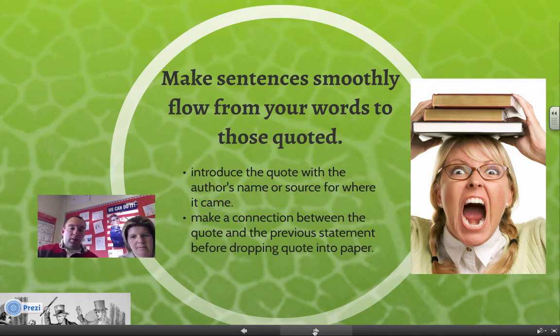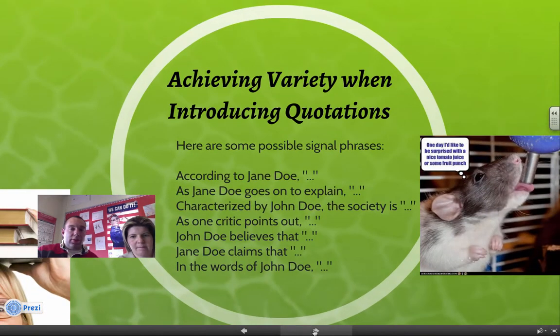Some ways that you can make this happen: according to history expert Mr. Nash, such and such occurred, and then you put what I said in my paper in between the quotes. Characterized by Jane Doe, the society is... that's a little bit more sophisticated way to do it. As one critic points out, John Doe believes. So basically what you're doing is you're letting the author know that a quote is coming.